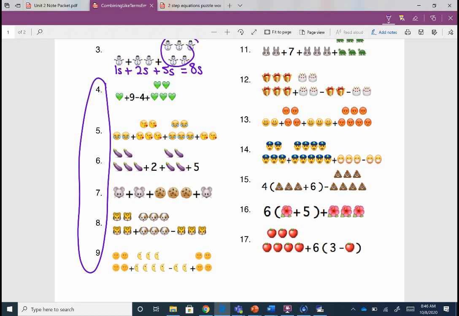What are we supposed to do for the emojis? If they're the same, you can put them together. You can use whatever letter you want. So maybe you could use C for crying. You could use L because they're laughing. It doesn't matter which one you choose. You just need a different variable for each one.